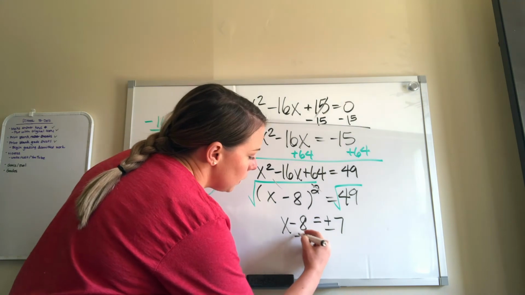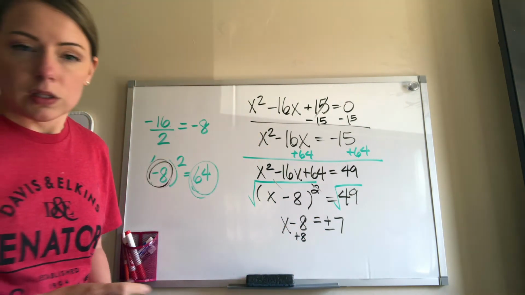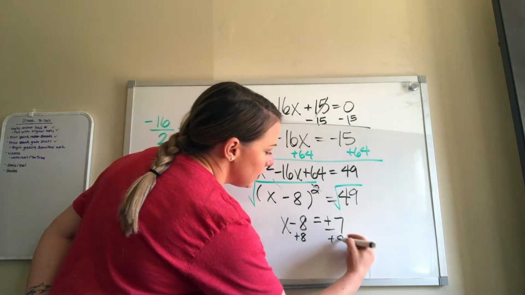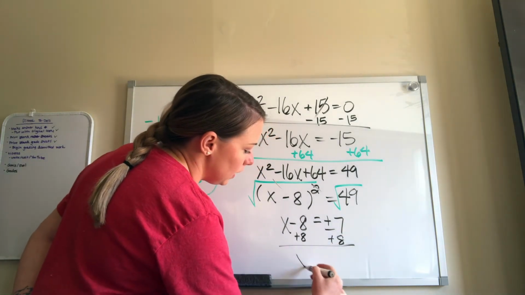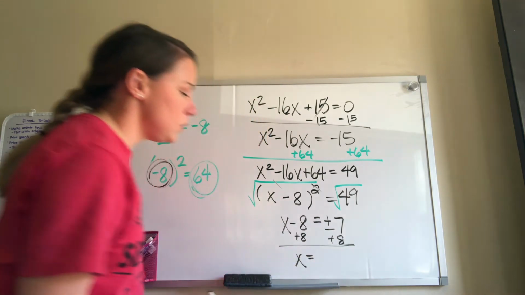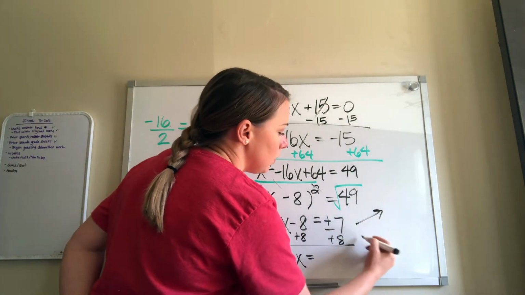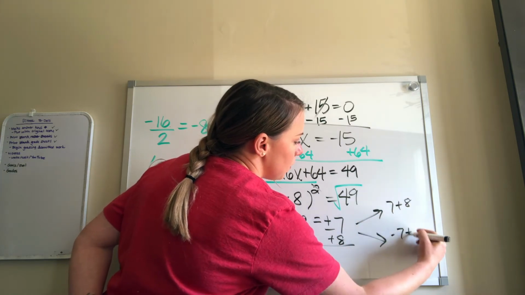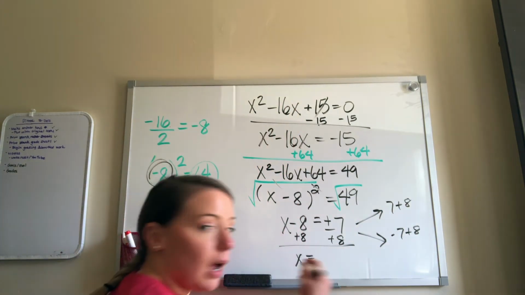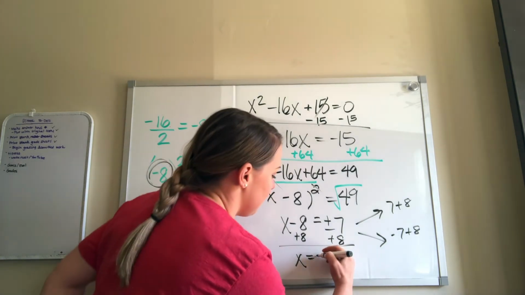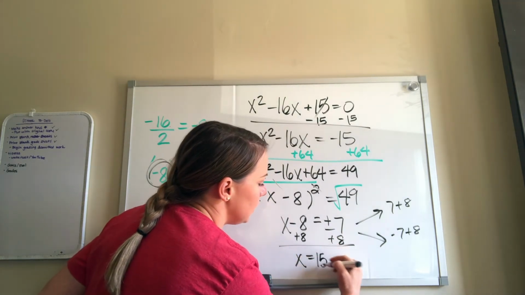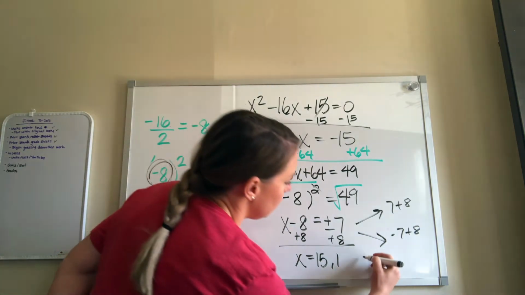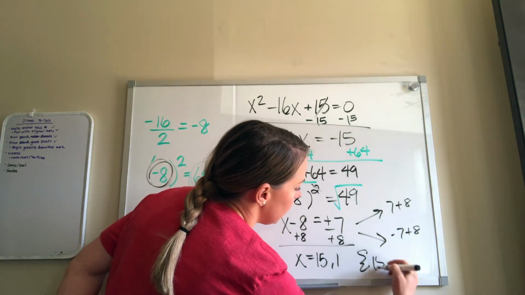And then I'm going to go through with step 5, which is to solve for the variable. So I'm going to add 8 to both sides. I'm running out of room here. So x would be equal to, remember you have two problems. You have 7 plus 8 and you have negative 7 plus 8. So I have 15 and I have 1, but in set notation, we would say 15, 1.